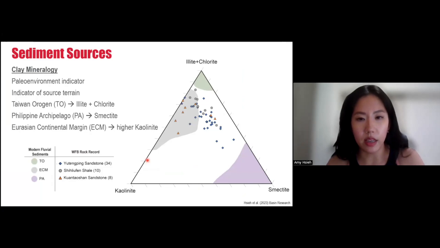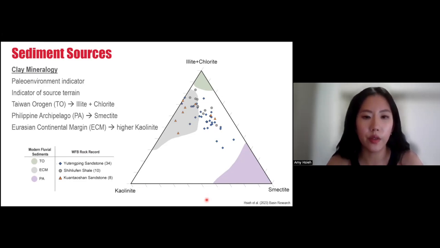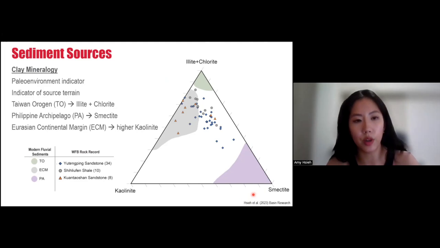The first proxy that I decided to look at is clay mineralogy. The reason why I chose to analyze for clay minerals is because they can provide insight about a wide spectrum of environmental changes, which can all be used to deduce how the clays formed and where they came from. For example, this ternary diagram shows the proportions of different clay minerals from modern day fluvial sediments sourced from Eurasia in gray, Taiwan in green, and the Philippines in purple.